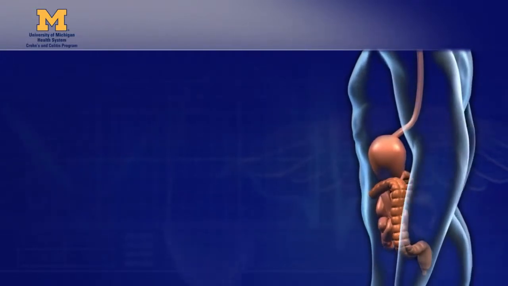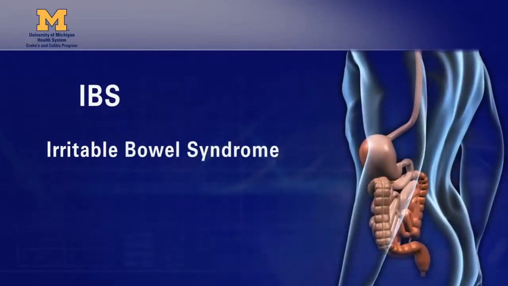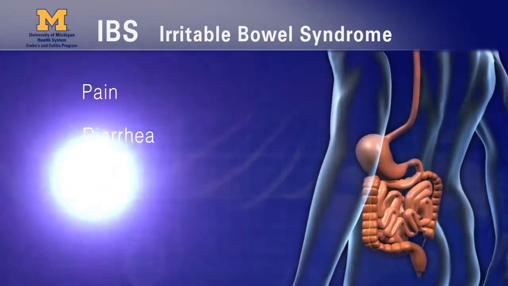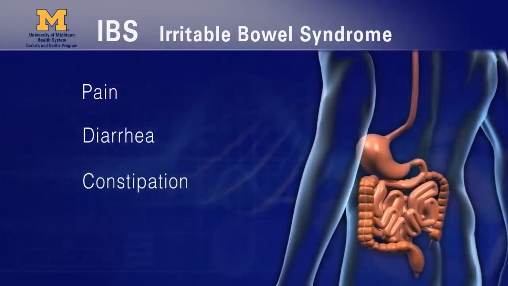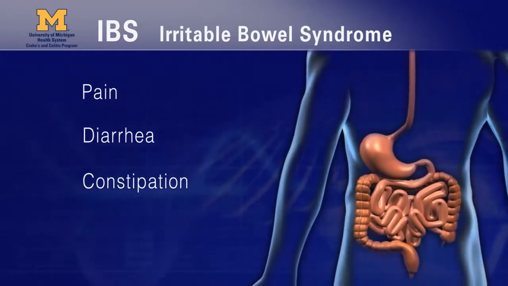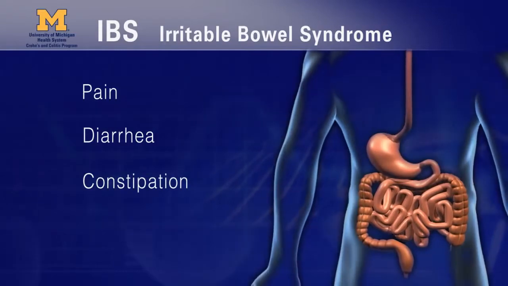Another diagnosis that is not IBD is IBS, or irritable bowel syndrome. IBS can cause symptoms of pain, diarrhea, or constipation that can look like IBD, but there is no chronic inflammation and damage to the lining of the intestine. However, the abnormalities in IBS and the inflammation in IBD are treated very differently.